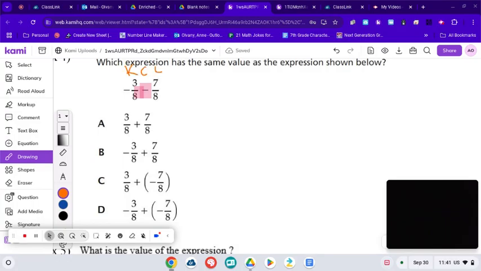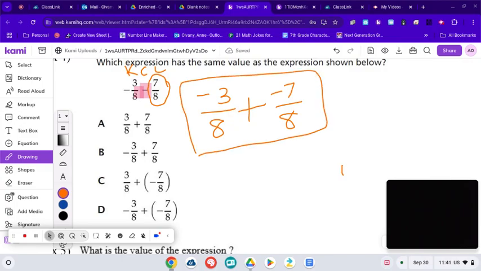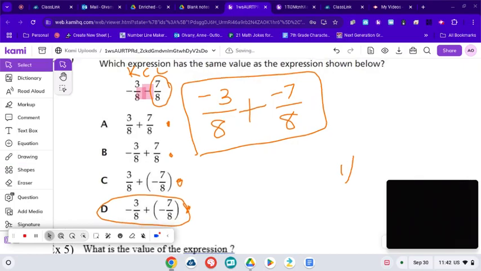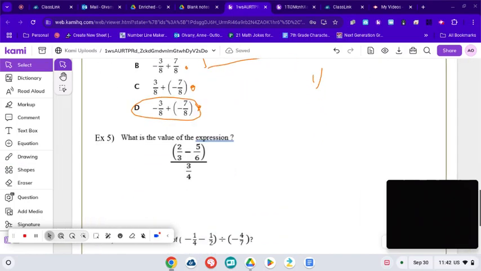Hopefully, you're thinking in your head KCC. So we're going to keep the -3/8. We're going to change that minus to a plus, and we're going to change the +7/8 to a -7/8. If you write it down and do your own work, then all you have to do is compare their answers to yours. That is the best way to do a multiple choice question.